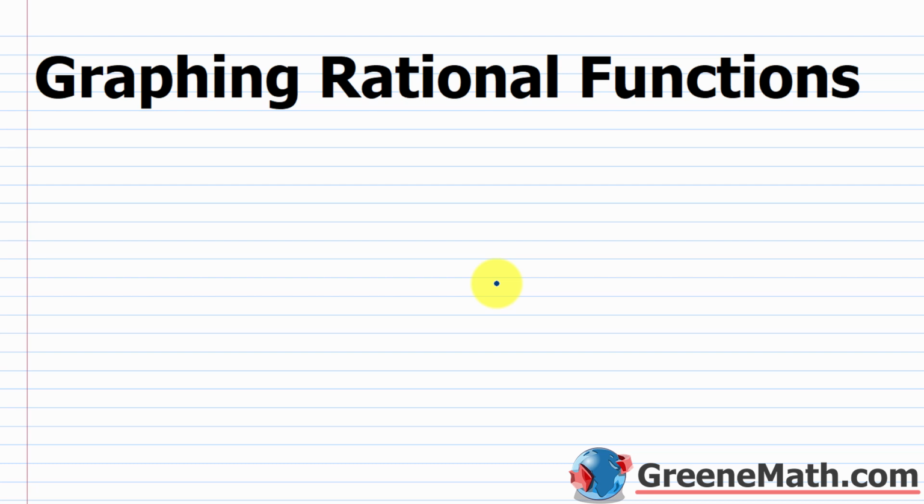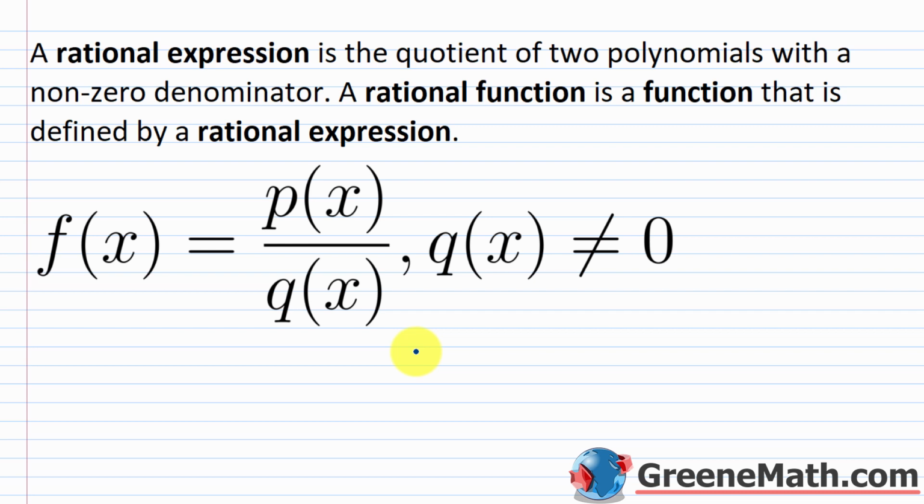In this lesson, we're going to talk about graphing rational functions. All right, let's start off with the definition of a rational expression. A rational expression is the quotient of two polynomials with a non-zero denominator. Remember that we cannot divide by zero, so that's undefined in math. A rational function is a function that is defined by a rational expression.